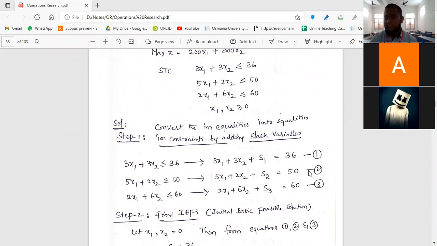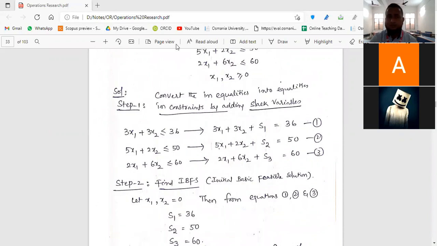This is the first step. Now in the second step, is it clear for everyone? First step, what we are doing in the simplex problem? Quickly. Yes, sir. Yeah, please. Good. Yes, sir.